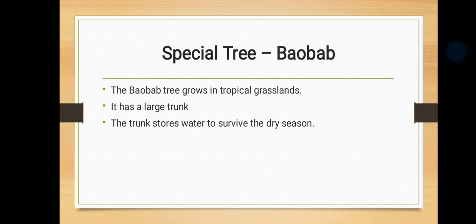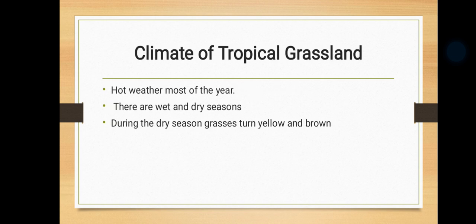So next we will discuss about the climate of tropical grassland. The climate of tropical grassland is very hot for most of the year, and there are two main seasons commonly found: wet season and a dry season. So during the dry season, the grasses become yellow and brown because of the lack of water.